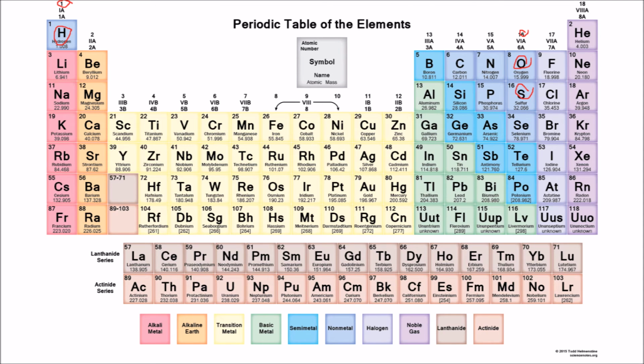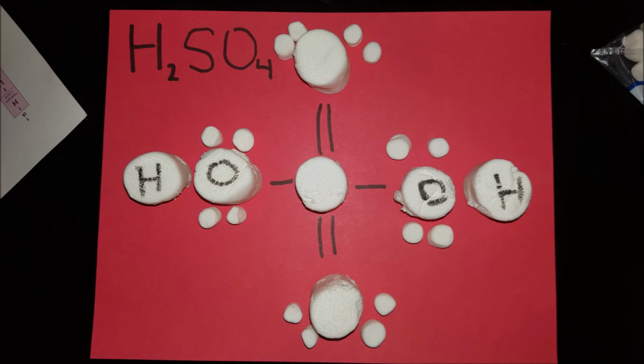Example number 5, it's H2SO4. If you add up all the numbers, H2SO4 has 32 valence electrons. Sulfur is the central atom. Oxygen is bonded to the top and bottom of the sulfur atom. OH is bonded to the left and right sides of the sulfur atom.